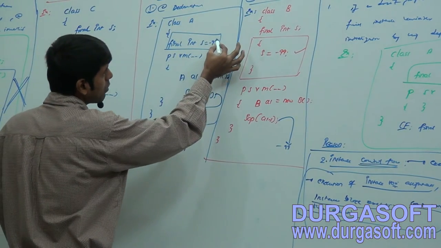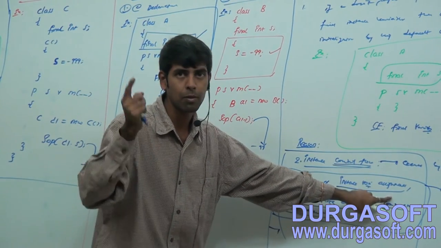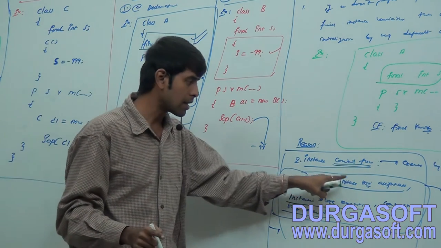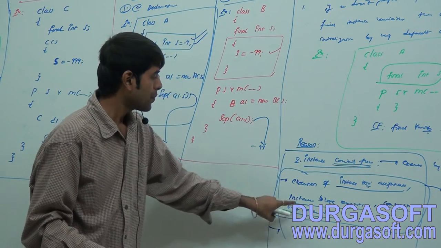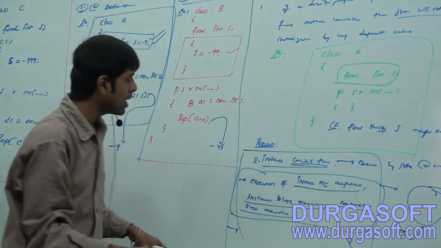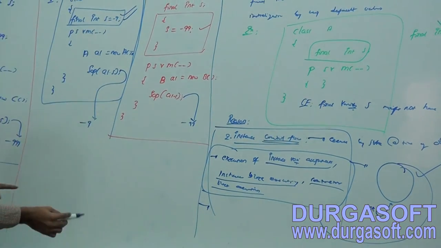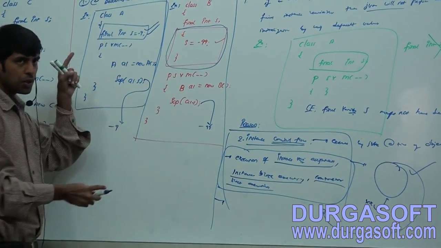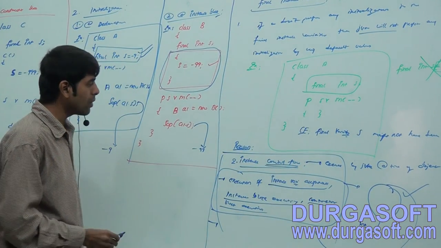At the time of declaration, what is this? Execution of instance variable assignments. That's why this is valid, which happens at the time of object creation. So no issues. Object creation means the three things I have told you. Now the instance block execution: where is the instance block? This one. This also contributes to creating an object.